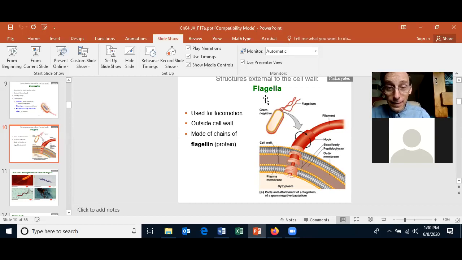Anyways, the flagella, or flagellum if there's only one, is used for locomotion, and if the bacteria can swim, move around by swimming, then it has at least one flagellum. It may have multiple flagella. And the flagella are made of the protein flagellin. Any questions about that?